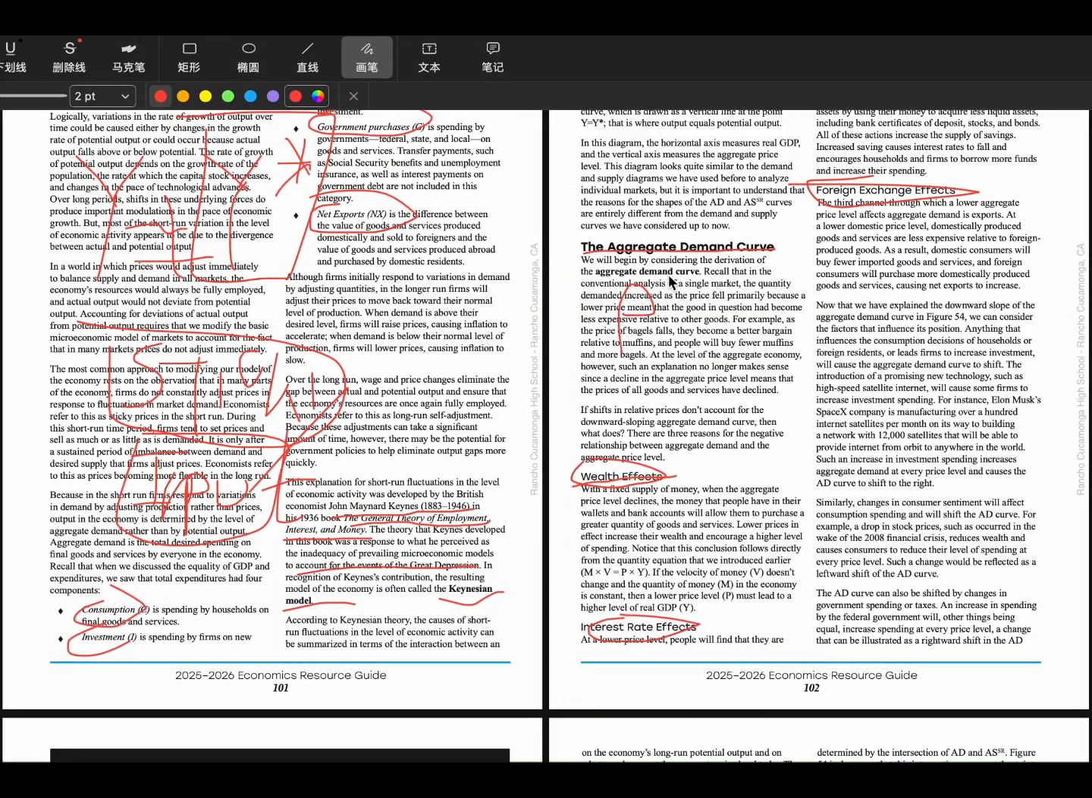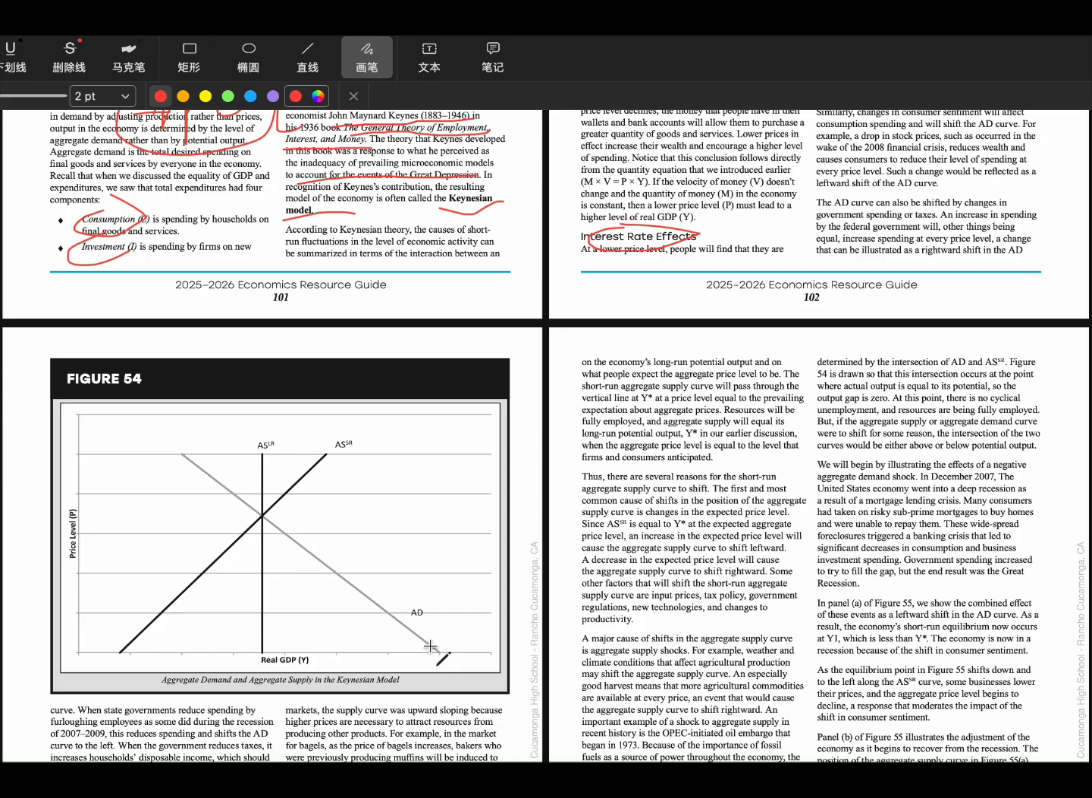Let's say the price level declines. You, as a consumer, would see this and feel more wealthy because now you can buy more stuff. One dollar, as the price level declines, can buy more stuff. Therefore, as the price level declines, aggregate demand would increase.